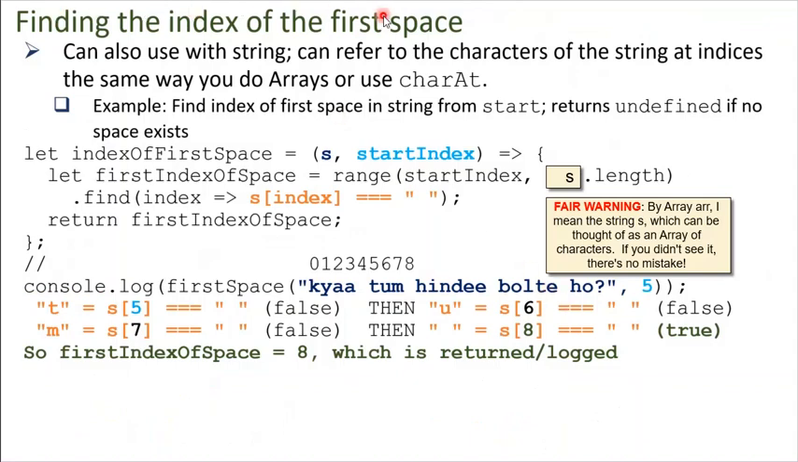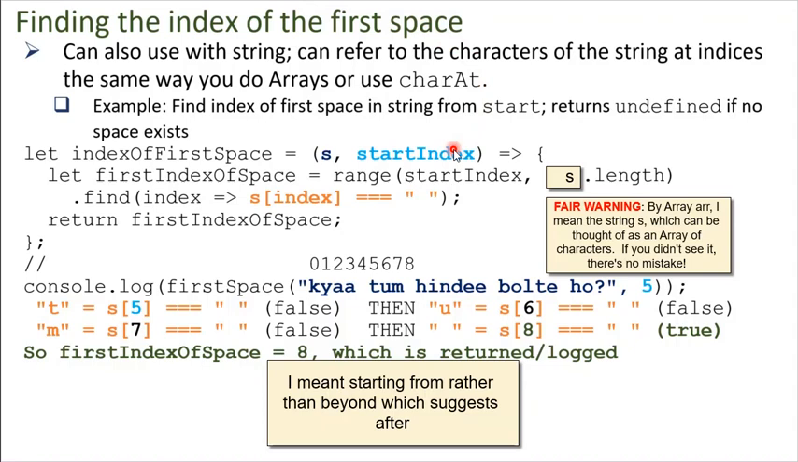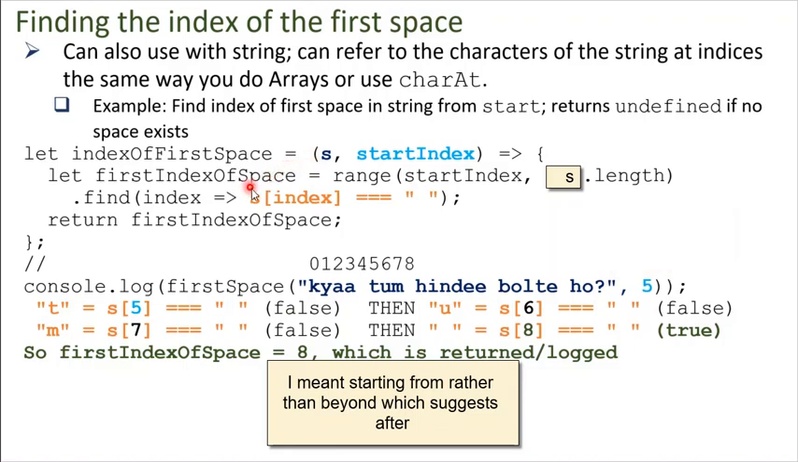So you could also do this with strings. As an example, let's say you wanted to find the index of the first space beyond a starting index. You're still going through the positions, or the indices, of the characters in your string S. And you can access the characters of a string the same way you can access the items of an array. So you could use S of index just like you were able to use arr of index.